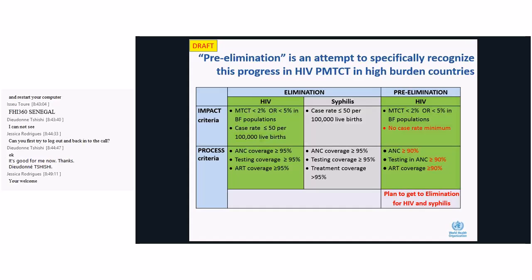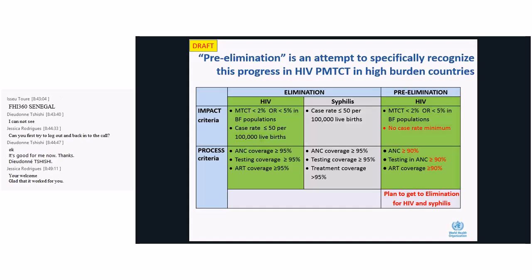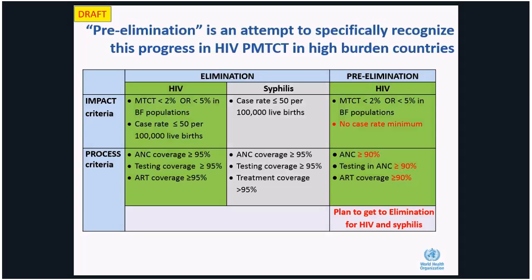We will keep the MTCT rate of less than 2% in formula-fed or less than 5% in breastfed populations. But there will be no case rate minimum for pre-elimination. And among the process indicators, as opposed to requiring countries to achieve 95% for ANC testing and ART coverage, we're now aiming for countries to achieve at least 90% for those process criteria.